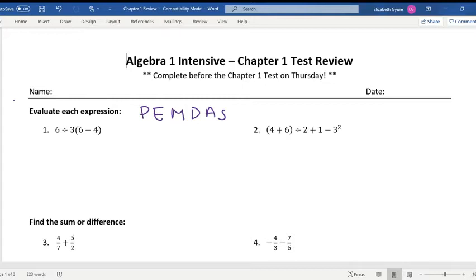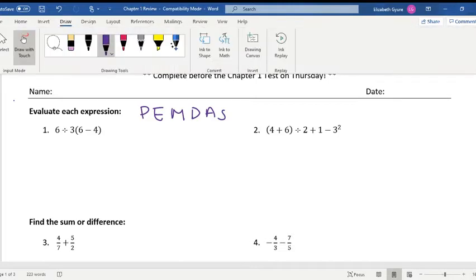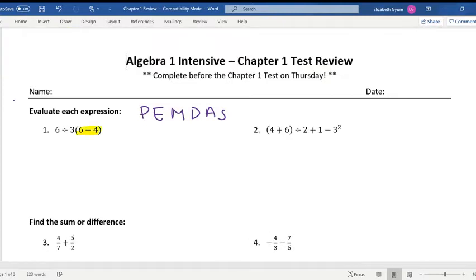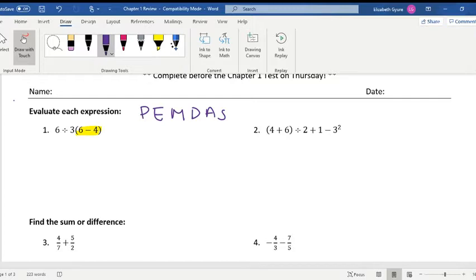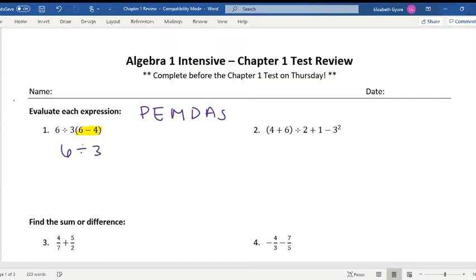All right, so let's look. Do we have parentheses? Yes. We got 6 minus 4. What's 6 minus 4? 2. So now we have 6 divided by 3. And then, do we need to keep our parentheses? No. But what should I put in between the 3 and the 2? You could put a little multiplication symbol. Yeah, however you want to do that, it would be times 2. So do we have any exponents?